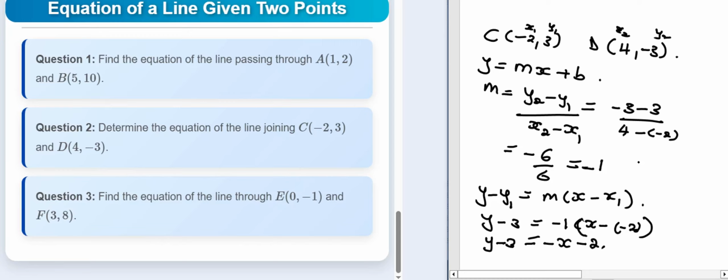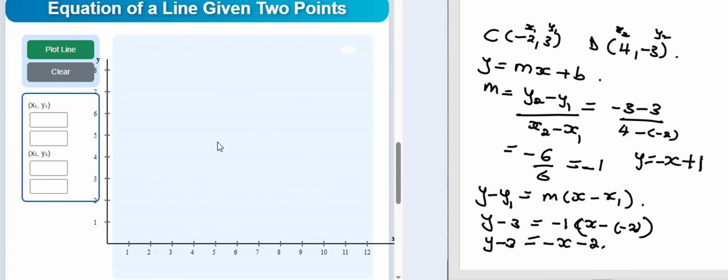So then it becomes y is equal to negative x minus 2. Then I take this to the other side, which is minus 2 plus 3, which now becomes positive 1. So you see, we have got our intercept is positive 1 and our gradient is negative 1.